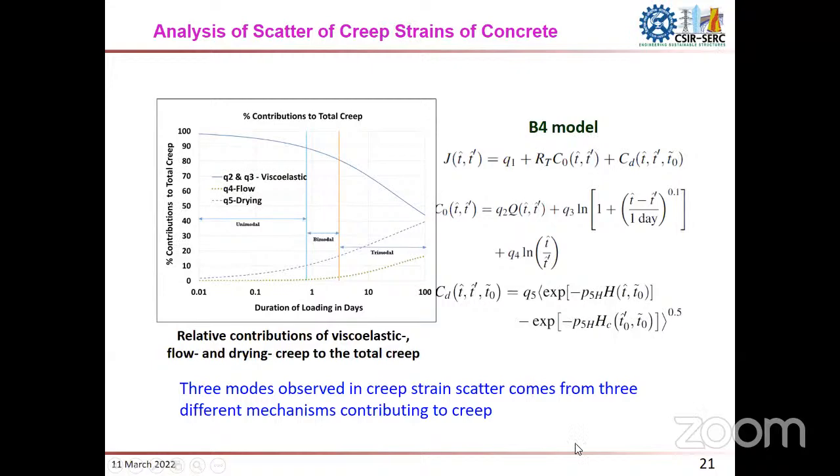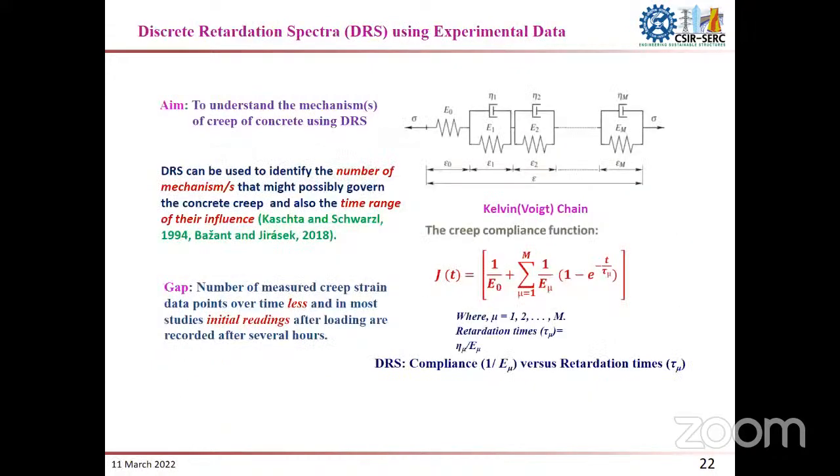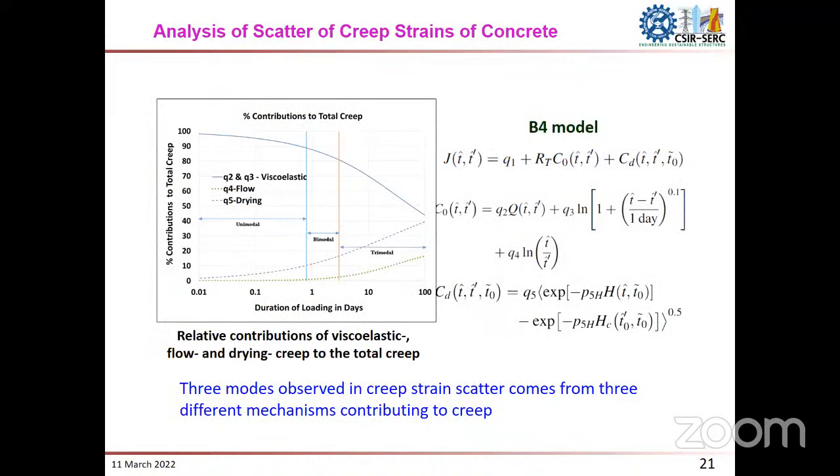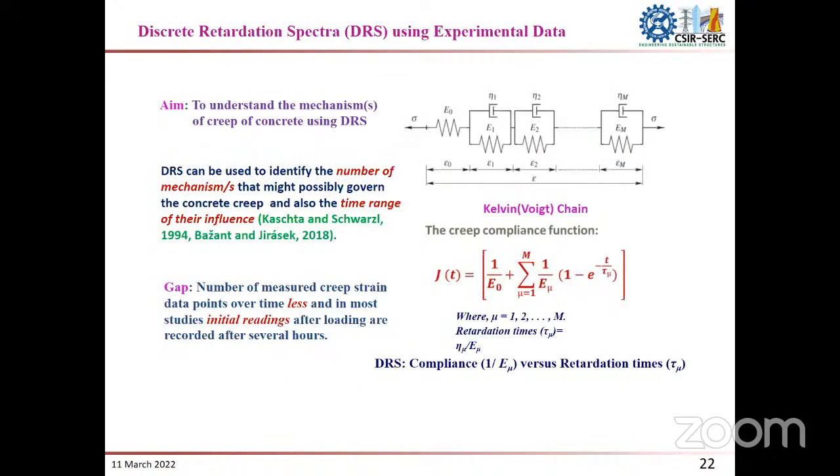To understand these mechanisms better, and why creep strain behaves this way at different time scales, we have used the retardation spectra concept. This spectra is very useful. What we get from the experiment is macroscopic deformation, but using this spectra we can understand what is happening at the microscopic level. As Costa established, DRS can be used to identify the number of mechanisms that might govern the creep of concrete, and also the time range of their influence.